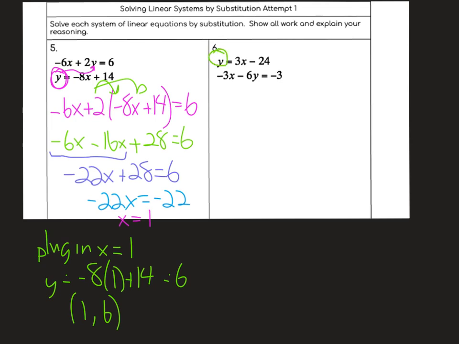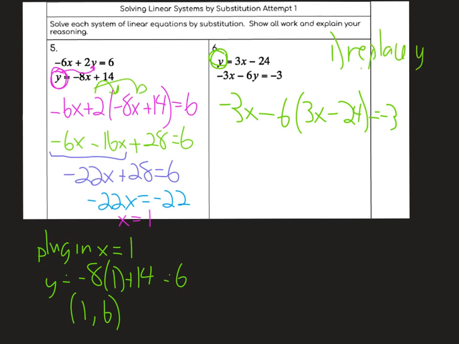I see the same idea in the second one. I have a y equals, so I'm going to go ahead and replace the y with 3x minus 24. So on my sticky, first step is replace y with 3x minus 24. Then I'm going to distribute the negative 6. So that's minus 18x, and then plus 6 times 24 is 120, plus 24 is 144.